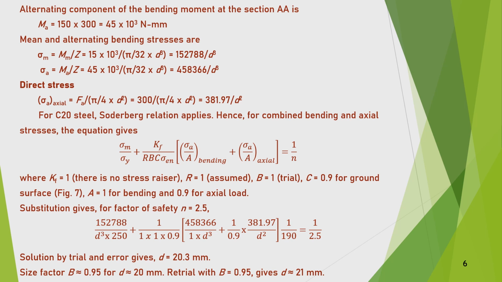Substitution gives for factor of safety n is equal to 2.5 the following relation. The solution of the relation by trial and error gives the required diameter as 20.3 mm. Since the size factor B is approximately 0.95 for D approximately 20 mm, retrial with B is equal to 0.95 gives the bar diameter approximately 21 mm.